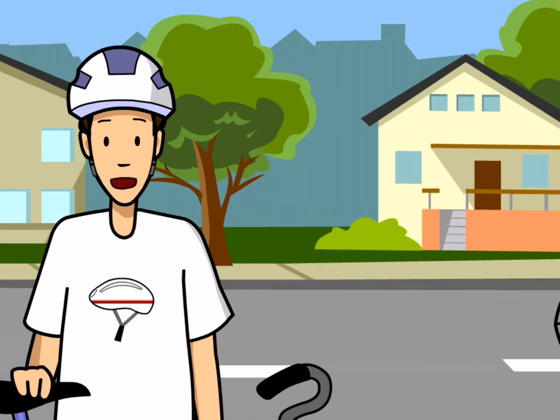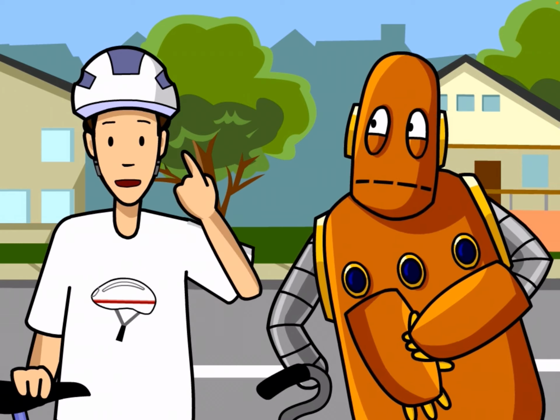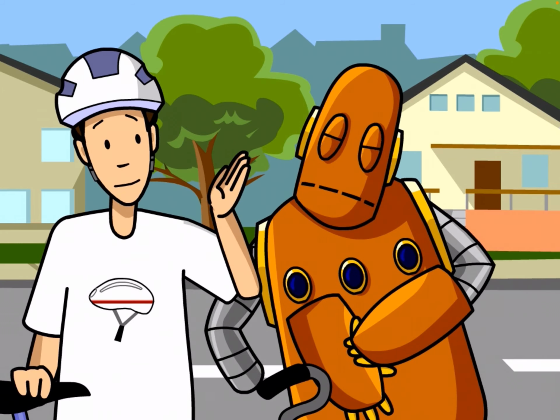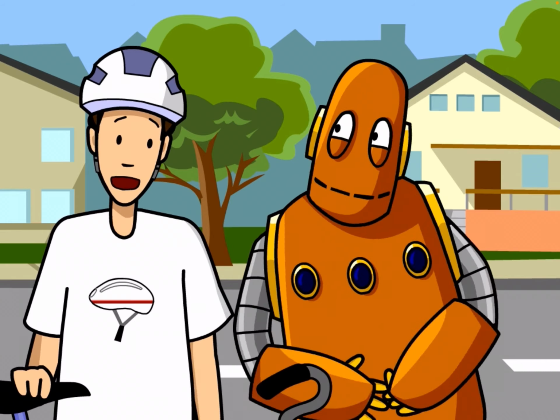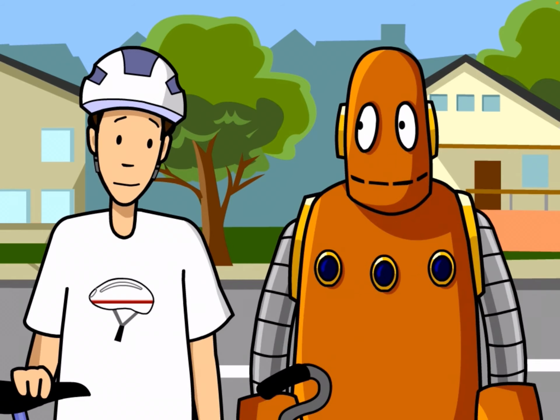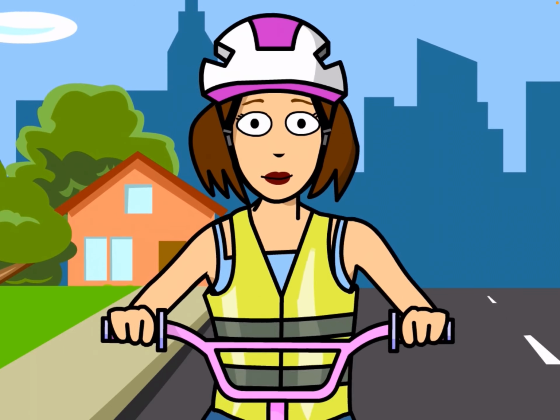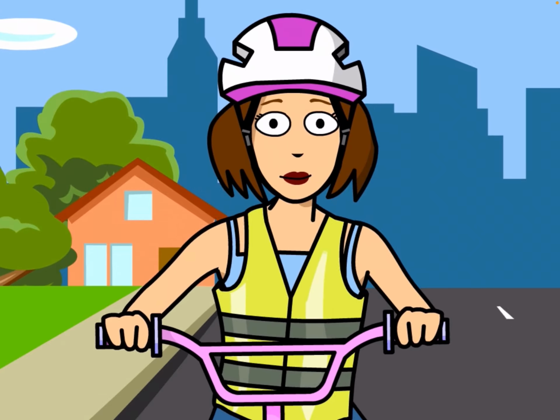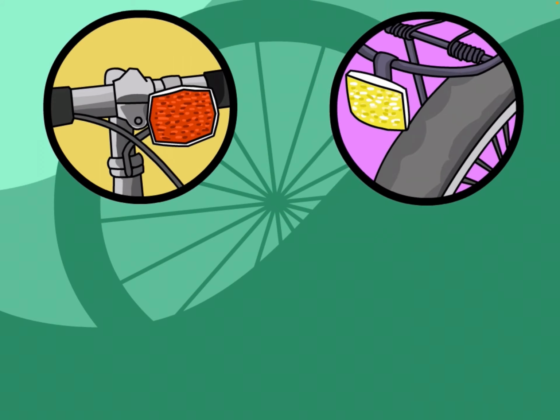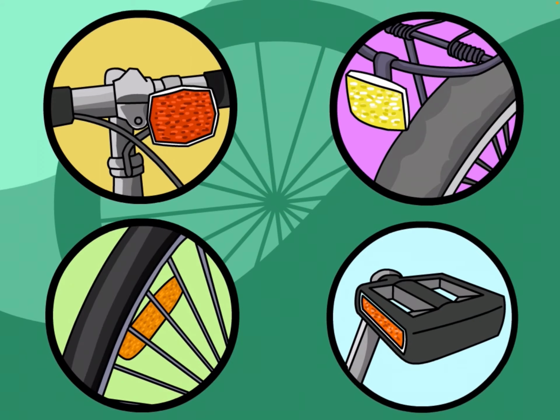Moving on, you need to wear proper gear, especially a helmet. Well, you've got a metal head, so you don't need a helmet. And you're bright orange, so you're cool as far as clothing goes. But humans might want to wear a brightly colored shirt or even a safety vest. And they should always put reflectors or reflective tape on the front and backs of their bikes, as well as on the wheels and pedals.